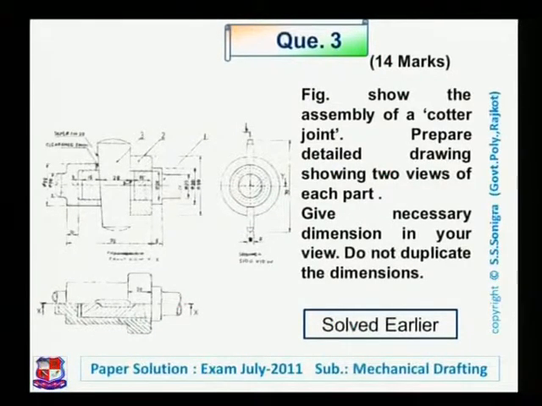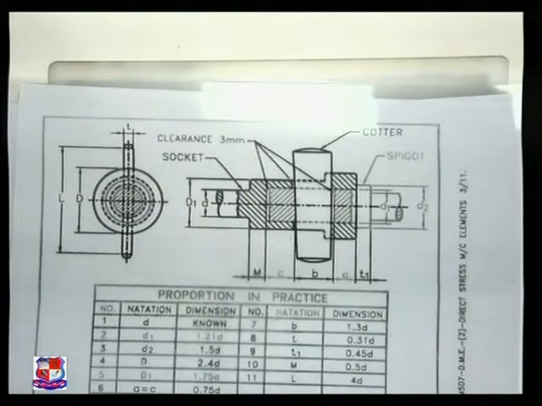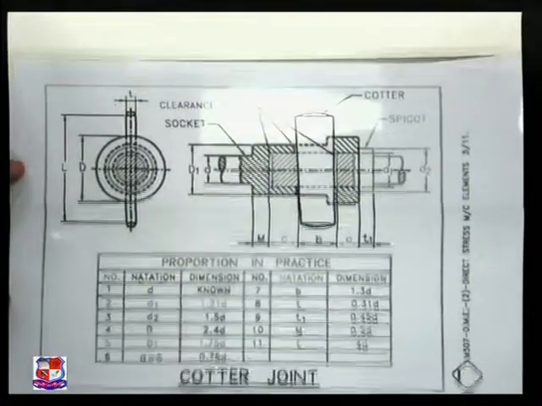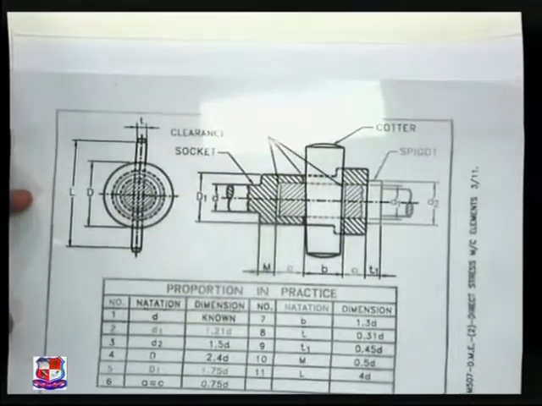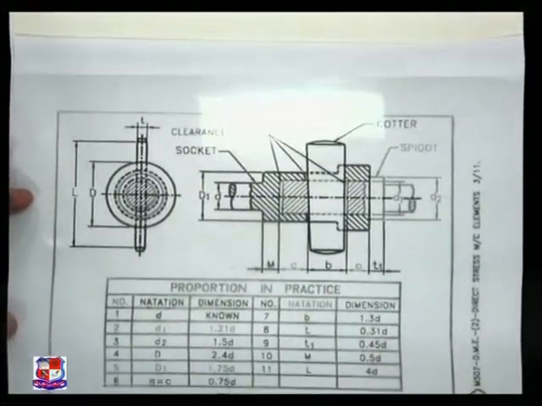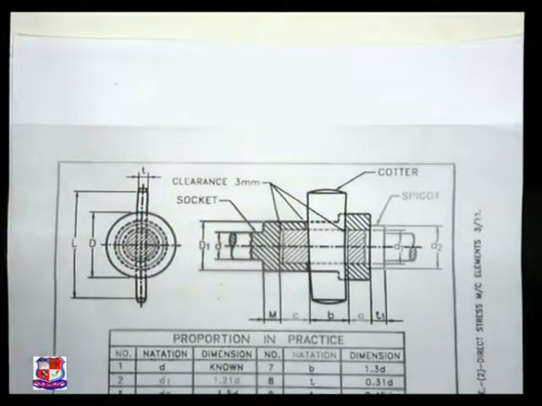We solved this problem earlier. Here, the solution of that question paper, that question is seen to you. This is the object which is given to us, quarter joint. You can see it on the screen. This is the object. It's a quarter joint.